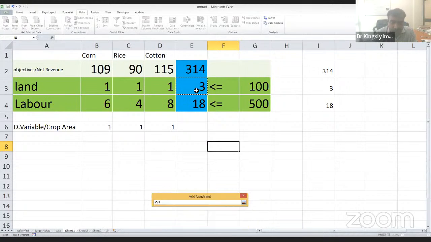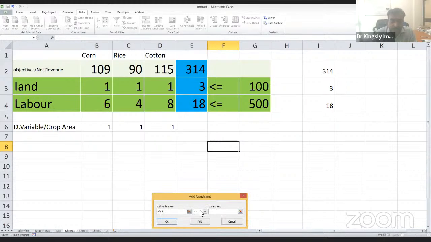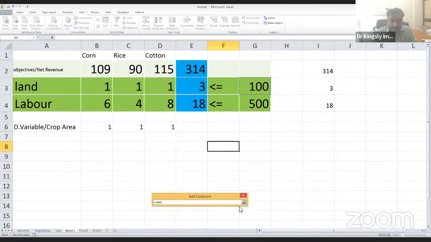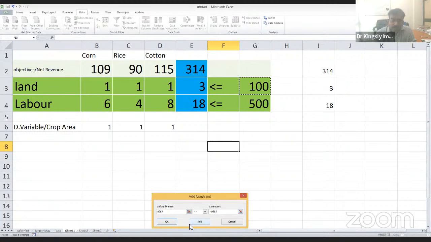So I'm putting my cursor on 3. What is my inequality? Less than equal to, already it is there. So I just add less than equal to only. What is my constraint? Just show the 100 land constraint. So once those 3 cells are filled, you go to OK or add. Let us go to add because we need to add another constraint.